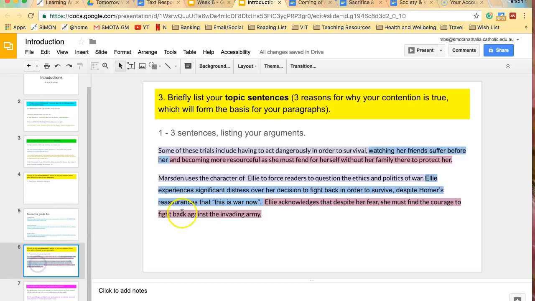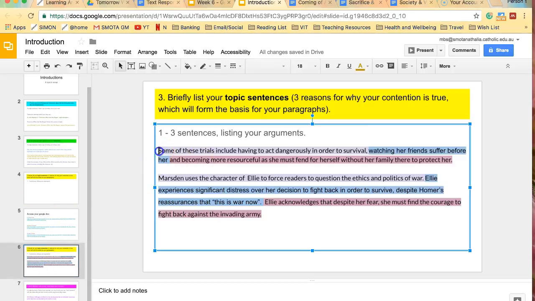So it could look something like this, and this is the 3-part single sentence, and it says, some of these trials include having to act dangerously in order to survive. That's your first argument. Then watching her friends suffer before her, that's her second, pain and suffering, your second argument. And finally, the third argument, becoming more resourceful as she must fend for herself without her family there to protect her.